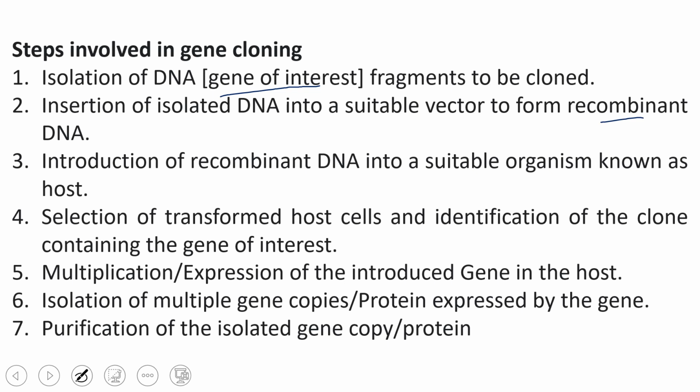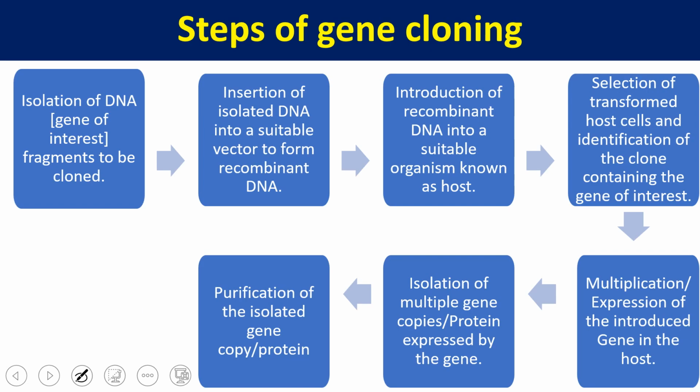Second step. Third step is introduction of recombinant DNA into the suitable organism known as host. Then you are going to select the transformed cells, meaning those cells which have the recombinant DNA, and those cells which do not have recombinant DNA are to be discarded. So selection should be there. Then multiplication and expression of the introduced gene in the host. Sixth is isolation of multiple gene clone copies and protein expression from the genes. And the last one is purification of the isolated gene, or if you want protein, then protein. So these are the 7 steps.